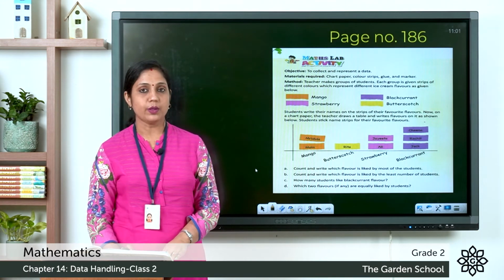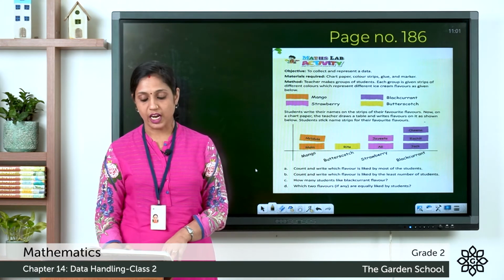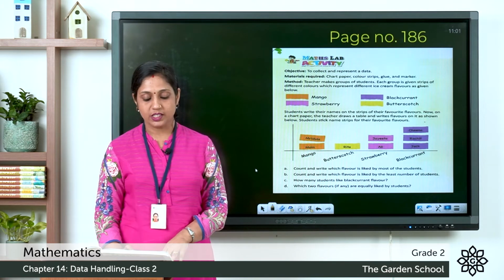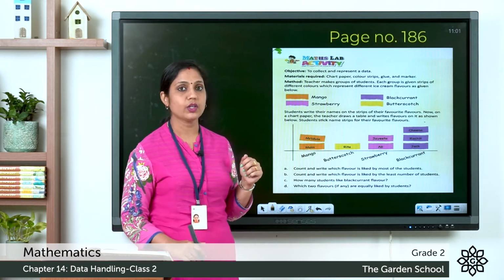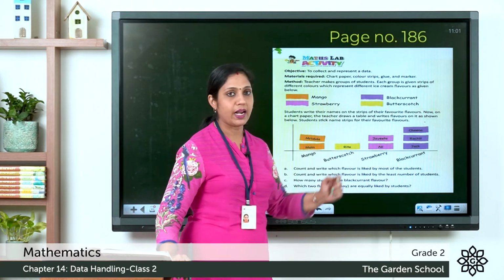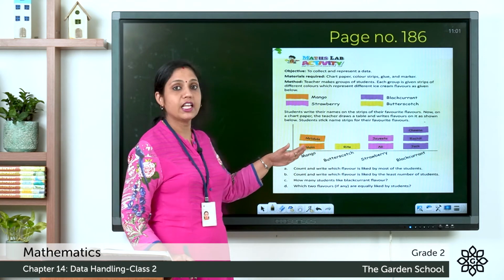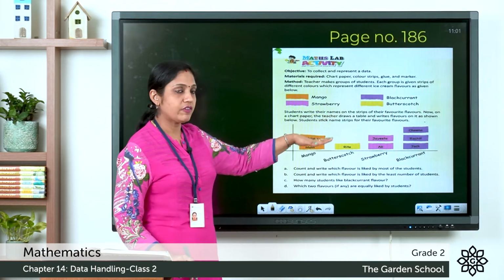Now, on a chart paper, the teacher draws a table and writes flavors on it as shown below. Students stick name strips for their favorite flavors. Now the teacher has drawn a table. You can see the flavors here: mango, butterscotch, strawberry and blackcurrant. And the students have written their names on their favorite ice creams. Now we have some questions.